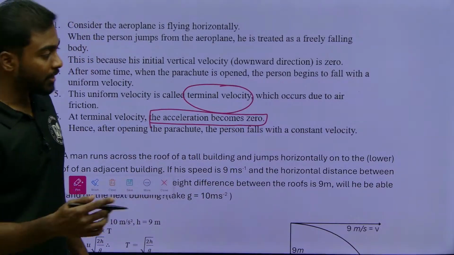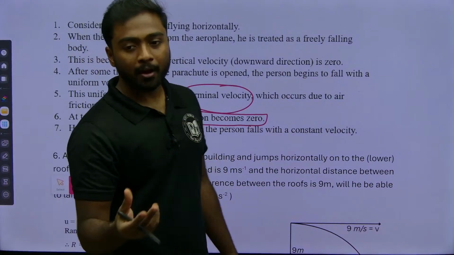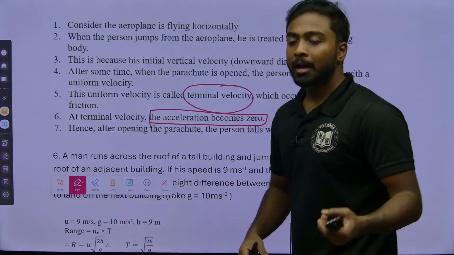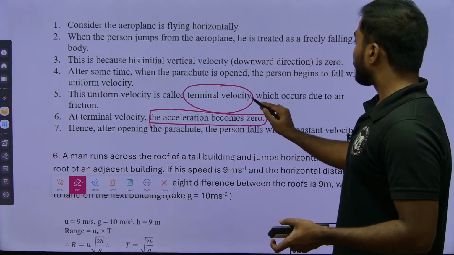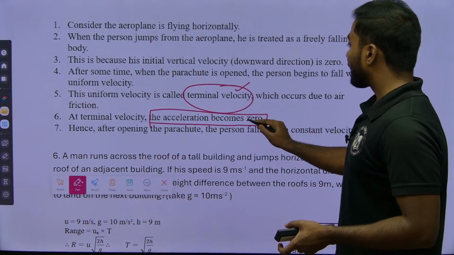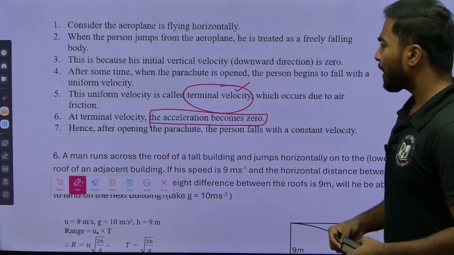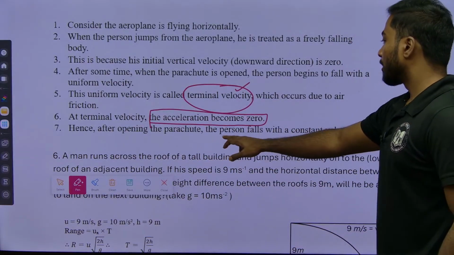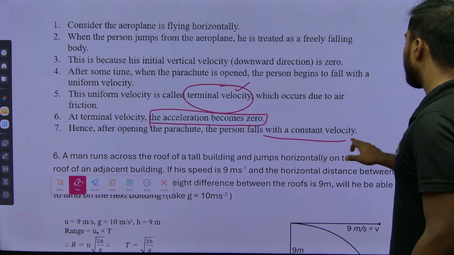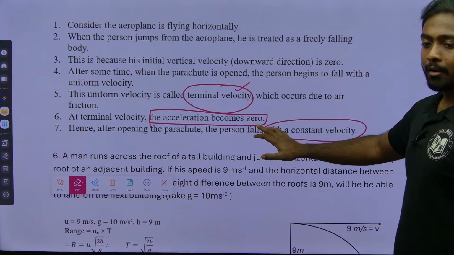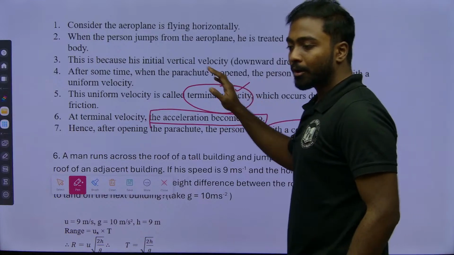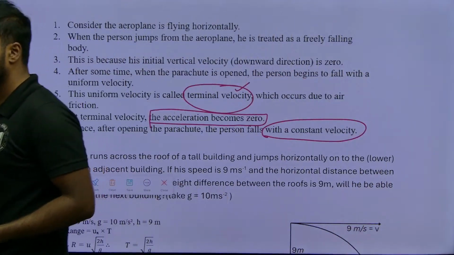Whenever you find any question, apart from IPE, also in MHT-CET or JEE Mains or NEET, if it mentions terminal velocity, it means acceleration will be 0. Hence, after opening the parachute, the person falls with a constant velocity. That's the concept you should mention. Okay, you can take a note of this. We'll go for the next question.